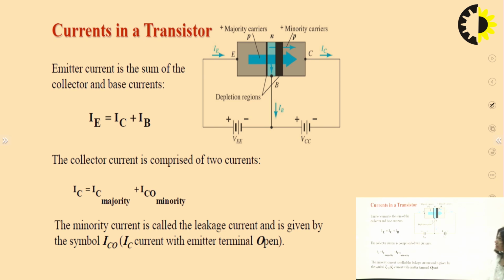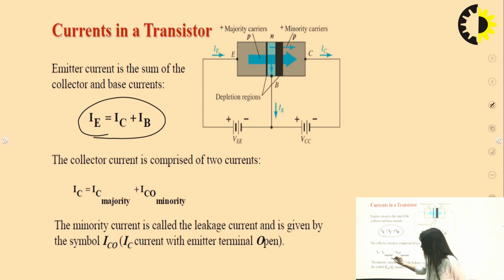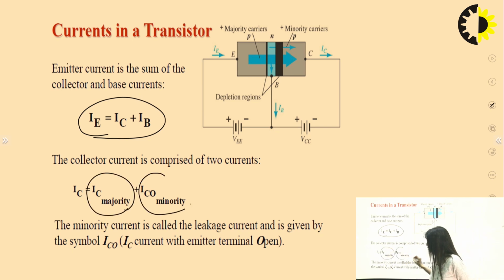Now coming to the currents in the transistor, which I already told you: IE is equal to IC plus IB. This is the first equation, the basic equation for all transistors, and it always holds. Second, there is one current due to the majority carrier and one current due to the minority carrier, that is ICO. So there are two basic currents, and both can be added to give the total collector current. So IC is equal to IC majority plus ICO minority.